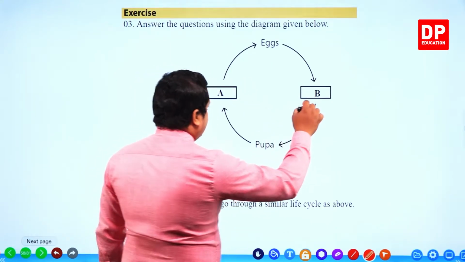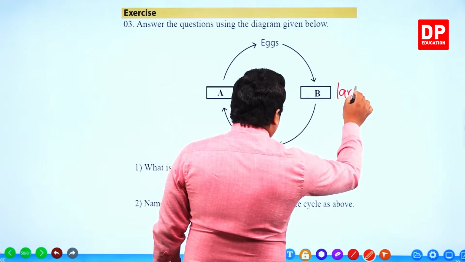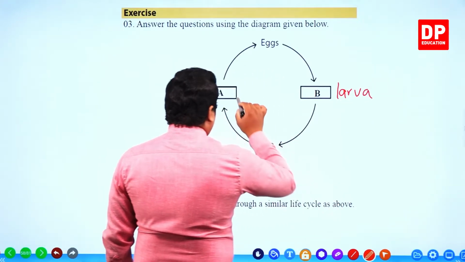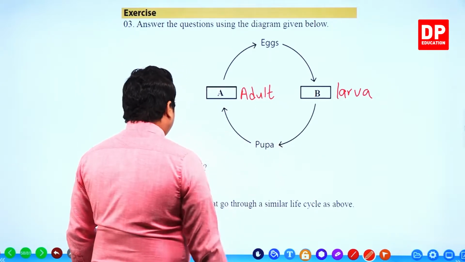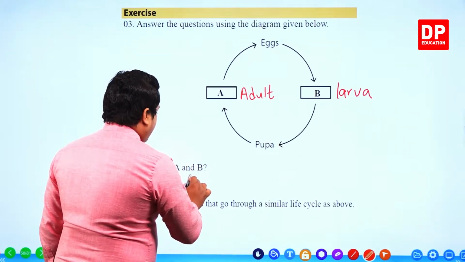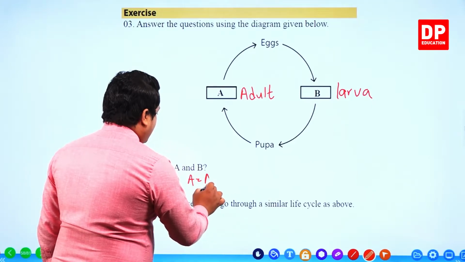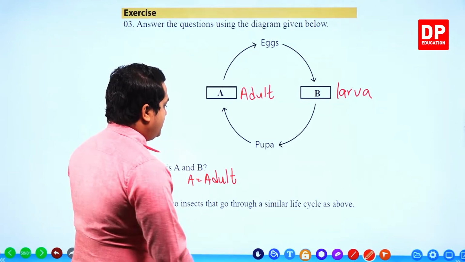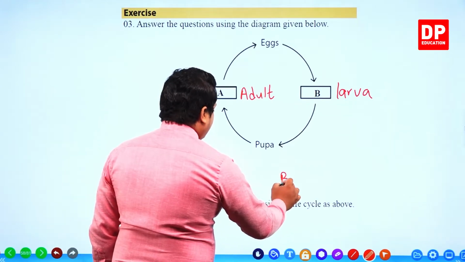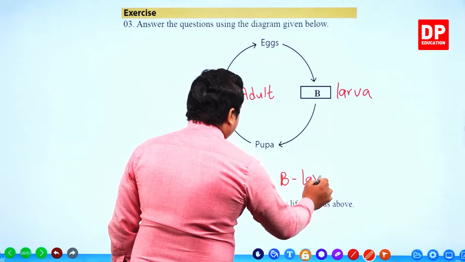Then eggs, then this one should be larva, pupa, then the adult. So, A, adult, right, then B, larva.